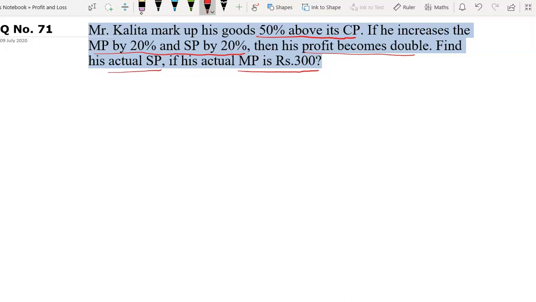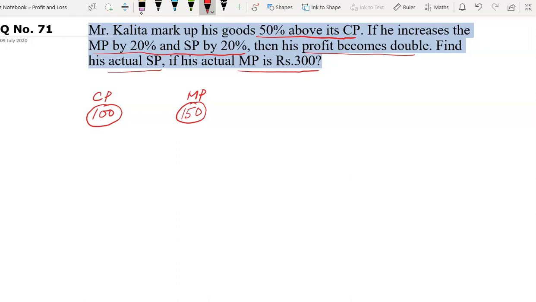So in this question, let's say our CP is 100 units. Now Kalita marks up his goods 50% above its CP. So our mark price will be how much? 50% above its CP, so 100 plus 50. So it would be 150.